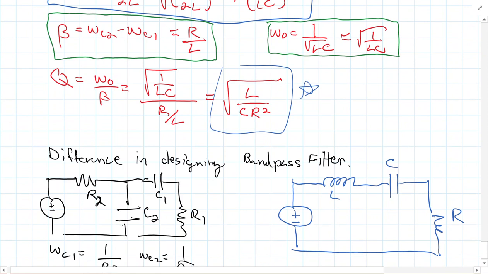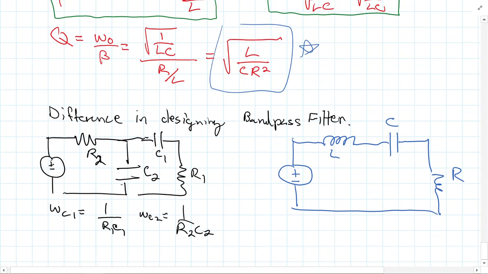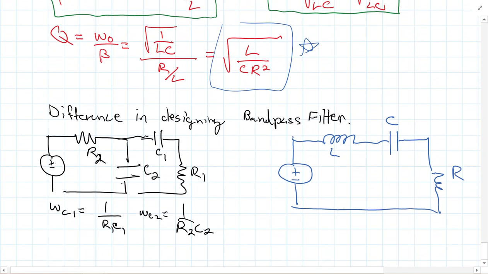So depending on the type of circuit, you might want to use different parameters for the design. And in the next video, we're going to do a design on this bandpass filter to illustrate what I'm talking about.